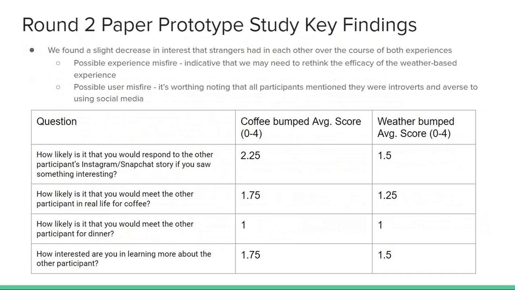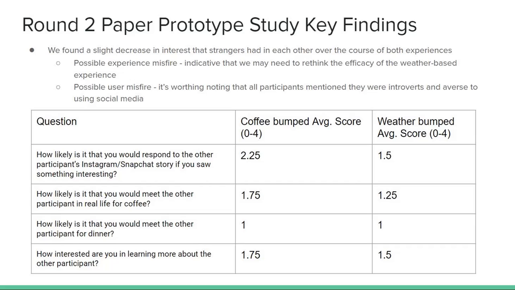So here are the results for round 2 of testing our paper prototype. If you'll recall, round 2 involved testing the bumped coffee shop experience and then a similar bumped experience where the user submits a picture of the weather in their area and describes how it makes them feel. Our key finding in this experience is a decrease in likability and interest across all questions that we asked.